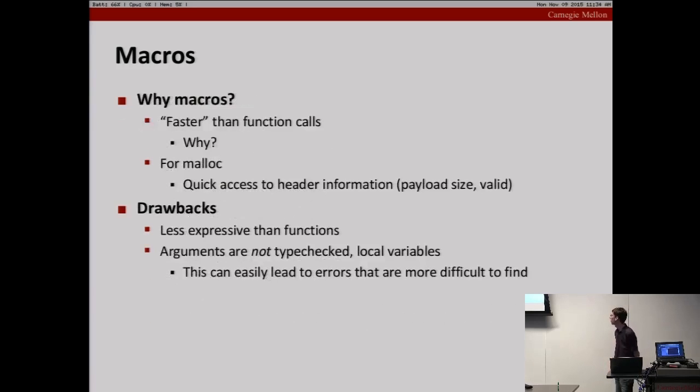So why would we use macros? Macros are faster than function calls. Does anyone have an idea of why macros would be faster than function calls based on the fact that it's just a find and replace? No idea. You all did Bomb Lab. Yeah?